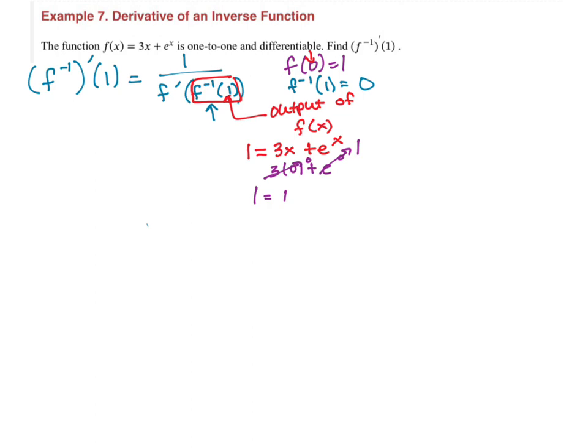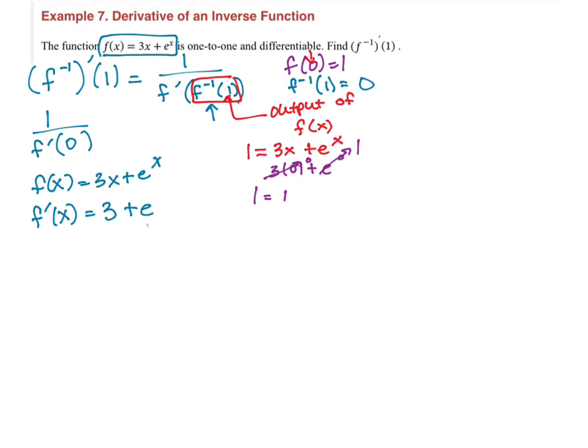You seeing what I'm saying? Because now I know that f inverse of 1 was 0. So now we have 1 over f prime of 0, instead of f inverse of 1. So what's f prime? You got a function f, and we derivatized that. So we have f of x equals 3x plus e to the x. What's f prime of x? 3 plus e to the x.